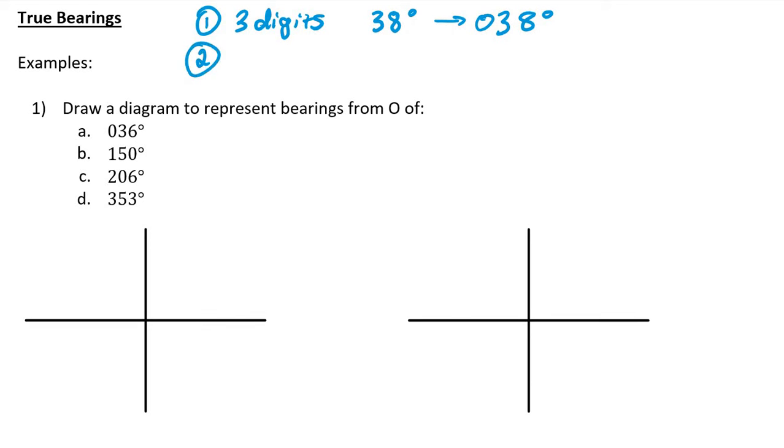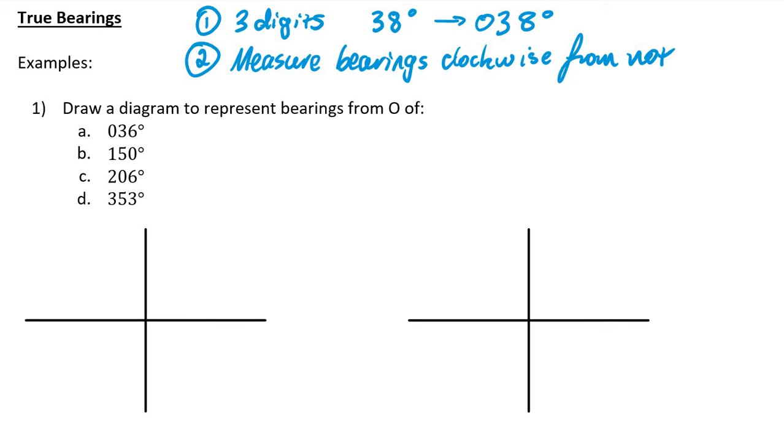The second thing is that we measure our bearings clockwise from north. Always. And north is 0 degrees. So when you're working with this, that gives us an easy reference point and something you should include in all of your diagrams involving questions with bearings.